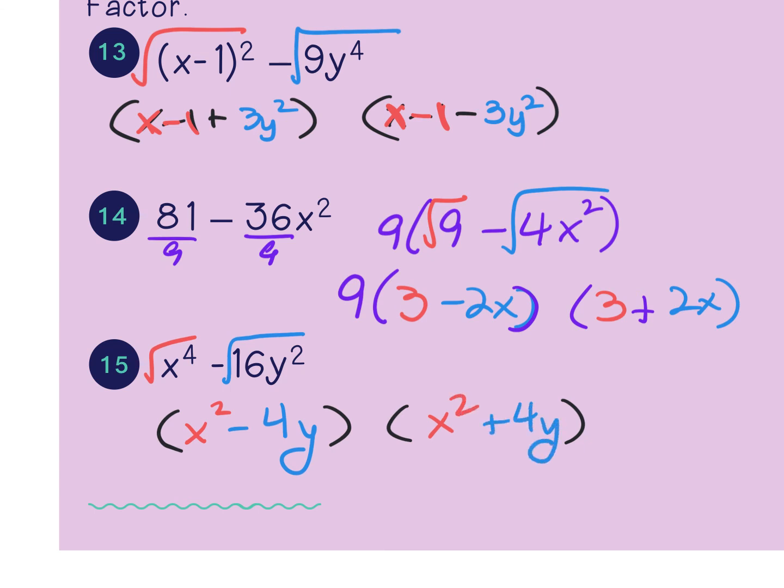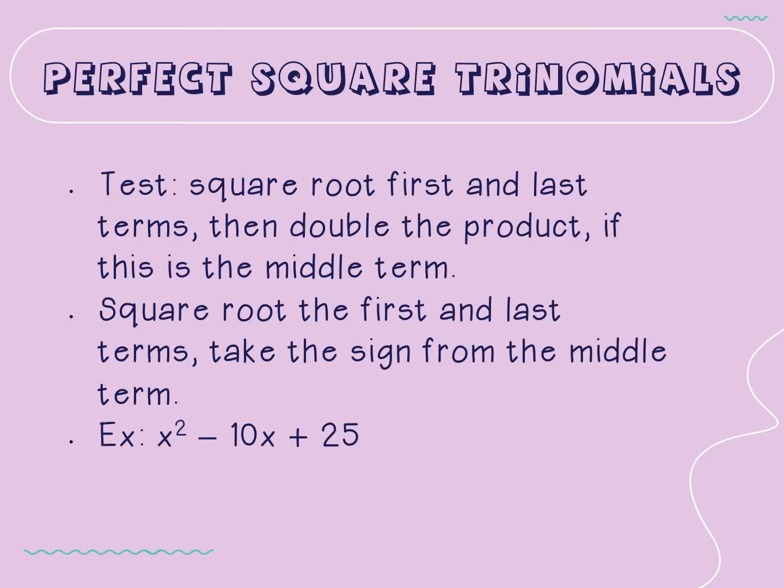Now notice the y is not squared, so that's why I don't keep going, because 4y is not a perfect square. If it were 4y squared, I would have kept going. So in order to keep factoring, that y would have needed to have an exponent of 2. Okay, so next we're going to talk about a perfect square trinomial.